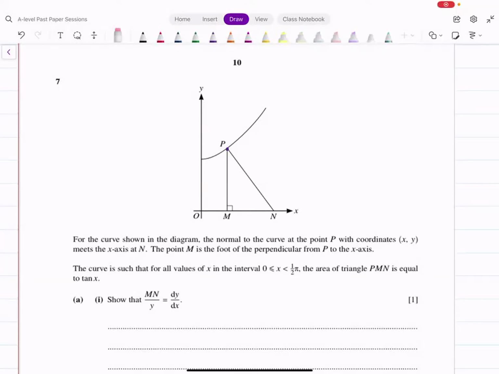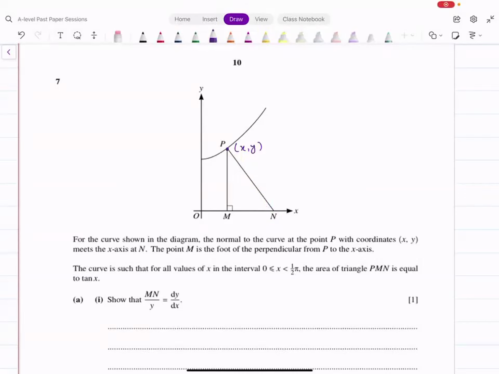Okay, so for the curve shown in the diagram, the normal to the curve at the point P with coordinates x, y, meets the x-axis at N. So this point P has coordinates x and y. The normal to the curve that comes in, what happens there? This normal meets the x-axis at this point N. At N you can see it meets the x-axis.